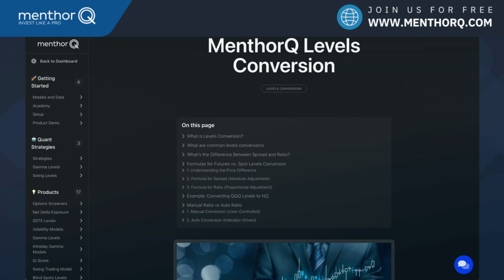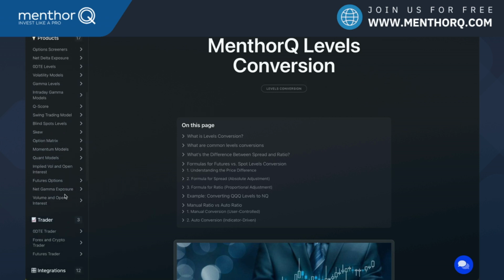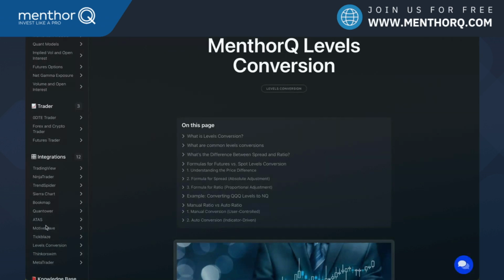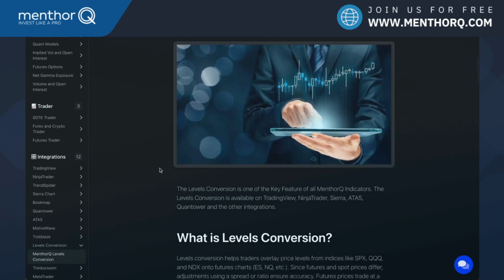The first step is let's go into our MenthorQ guides section of the website. So if you click on integrations, we have a section about levels conversion, and this document will explain exactly what level conversion is. So let's go over what it is first, and then let's go on why it's important to convert levels.